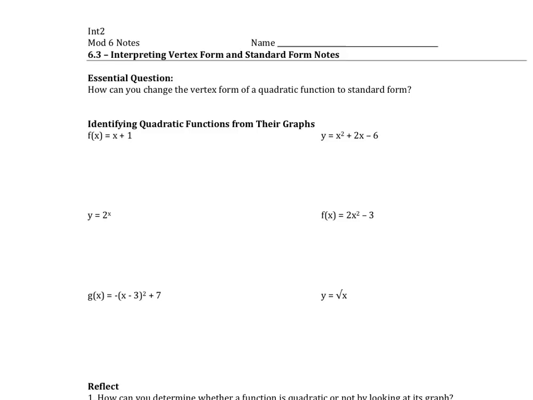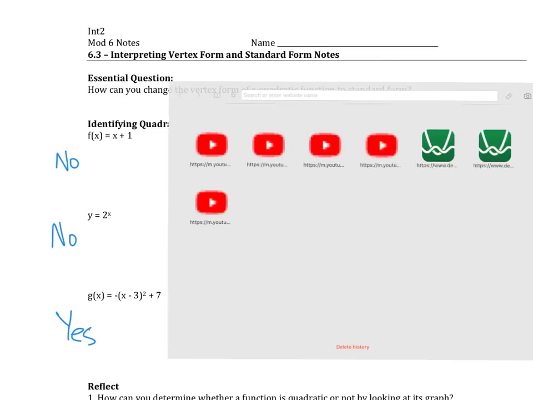So first off, just identifying quadratic functions from their graphs, and then also just from the equation. So as we look at these equation-wise, we'd say that this one is no. This one is no. This one would be yes. This one here is yes. And then yes, and then no. Okay, and I'll talk about specifics of those, but let me add in our graphs so we can look at those as well.